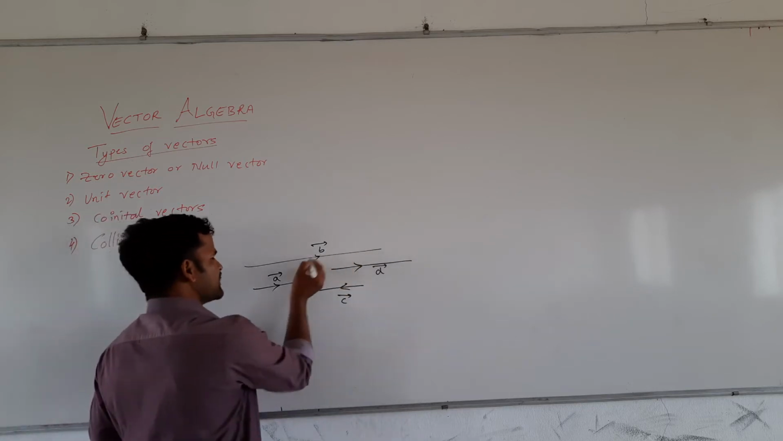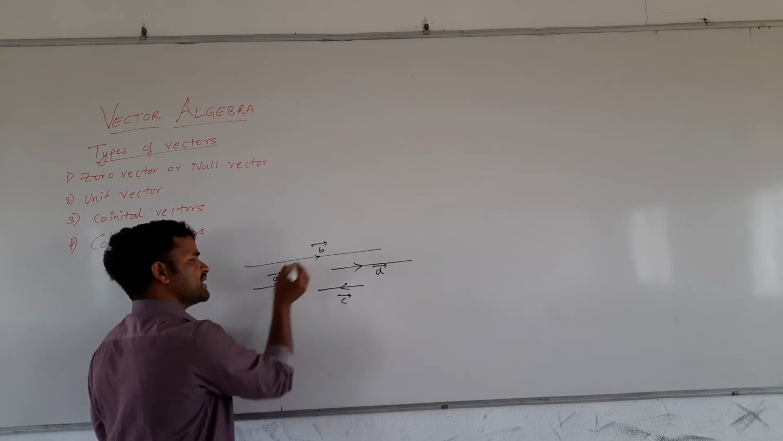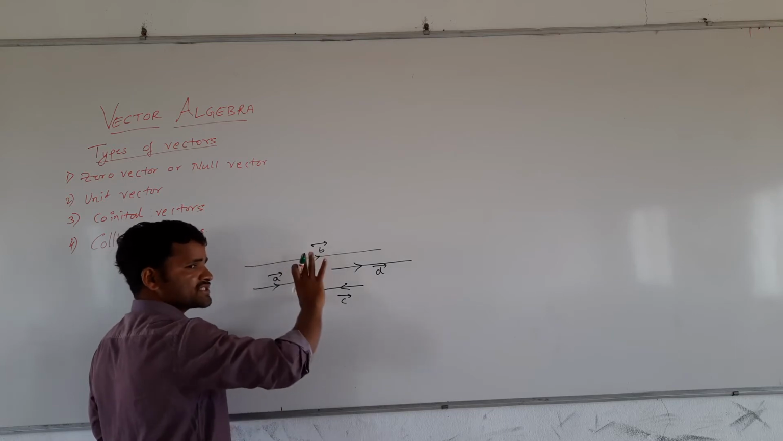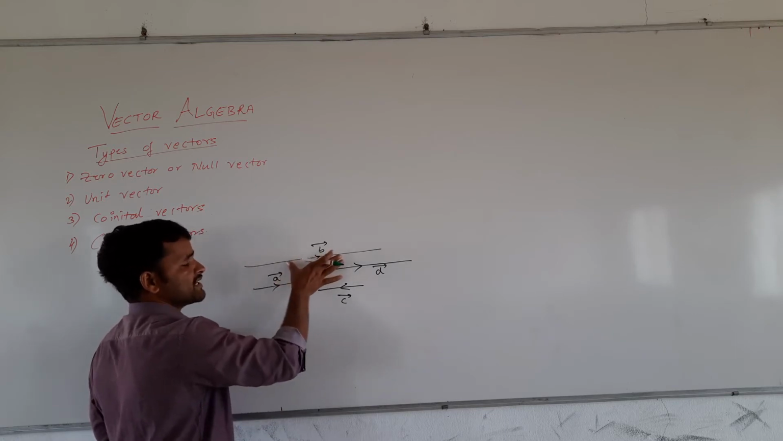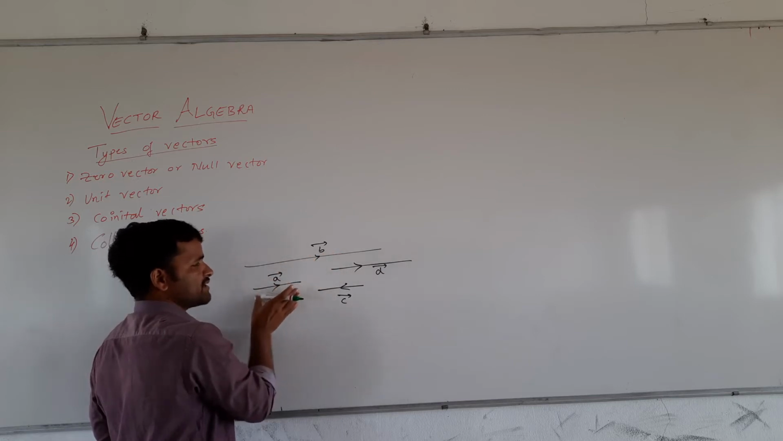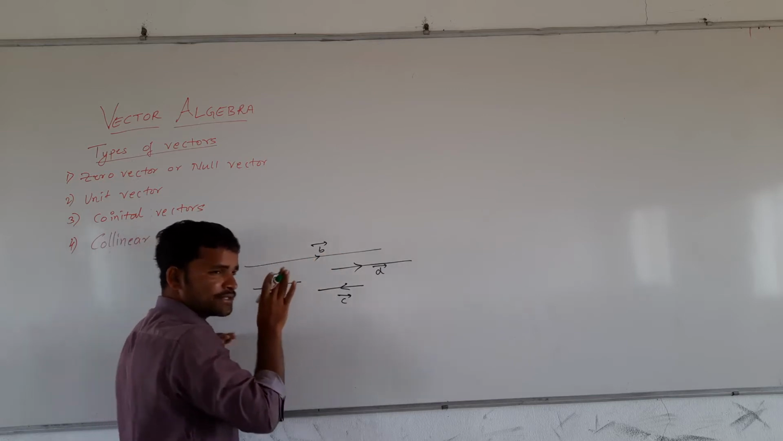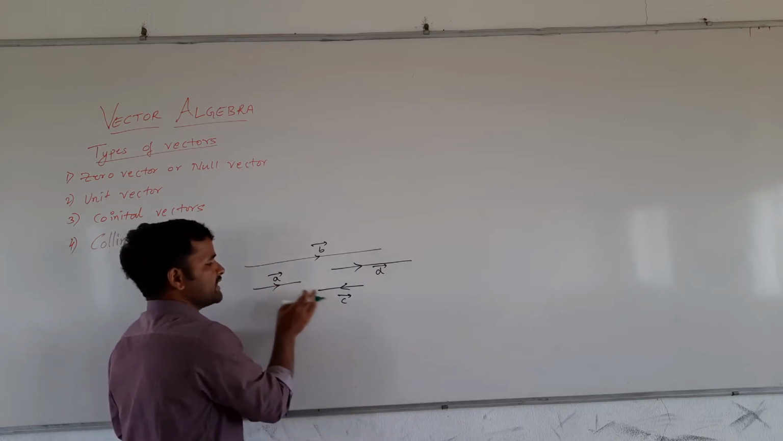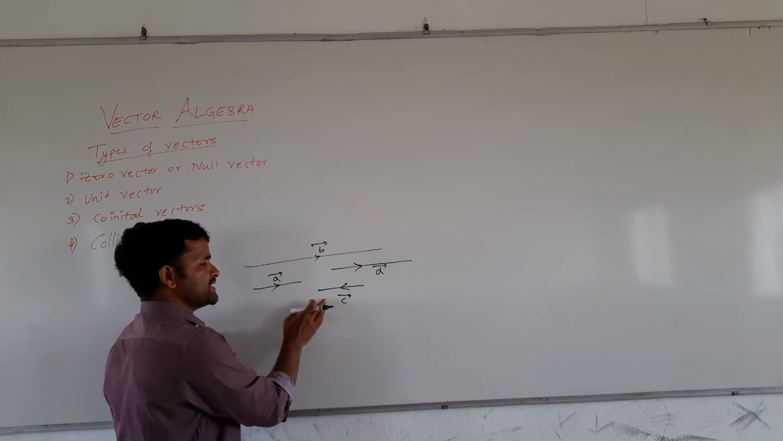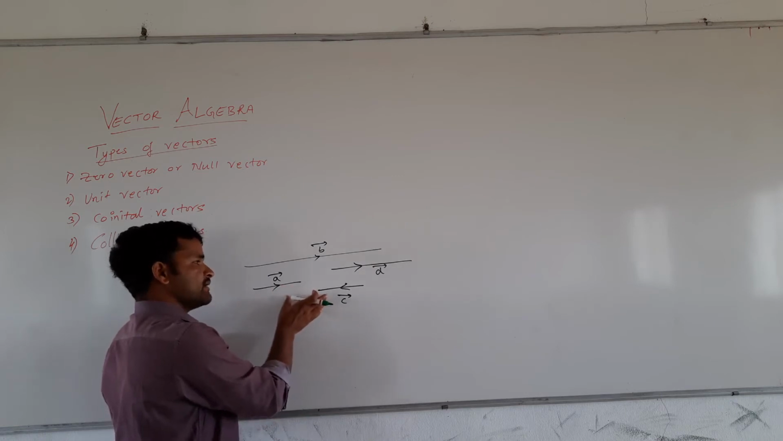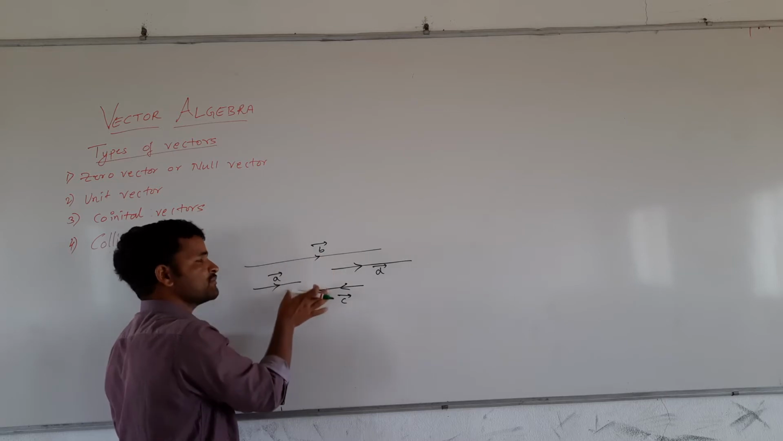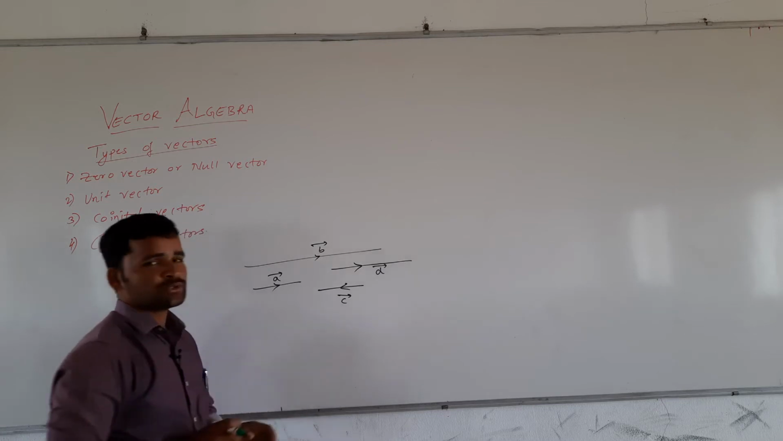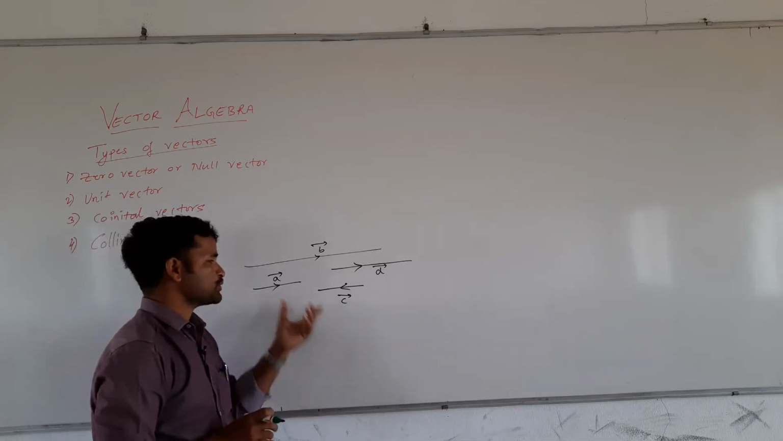See, vector B and vector A are collinear vectors because they are parallel to each other. What about their magnitude? This magnitude can be around 4 units. Its magnitude is only 1 unit. Magnitude doesn't matter for collinear vectors. And you see, vector A and vector C, you observe both are parallel to the vector B, means both have the same line of support, but their directions are what? Directions are totally different. Directions are totally opposite.